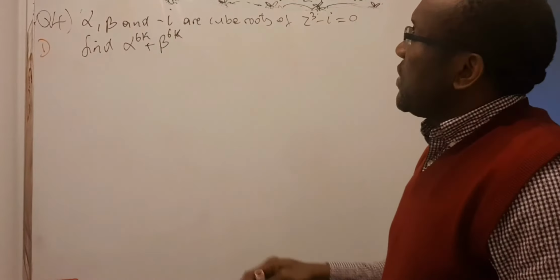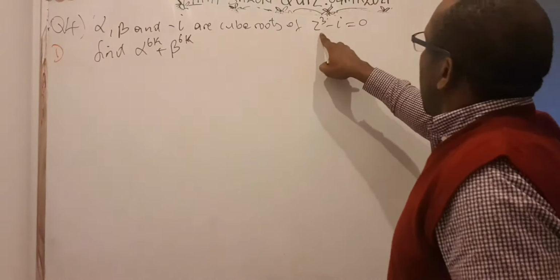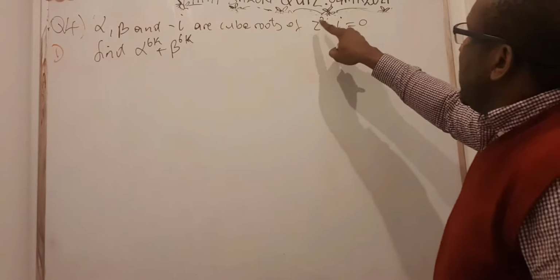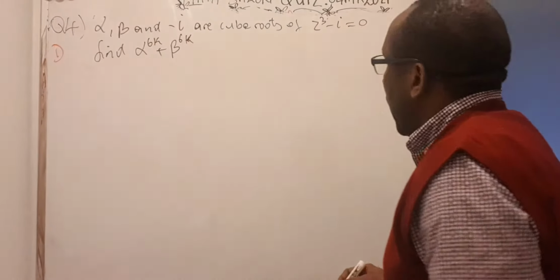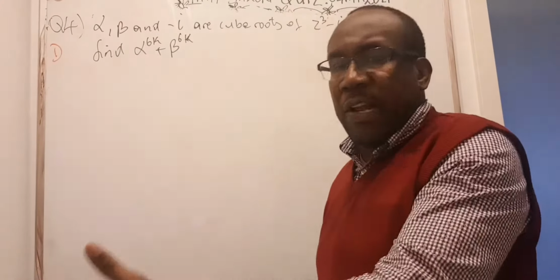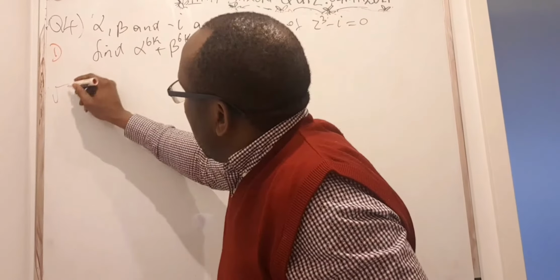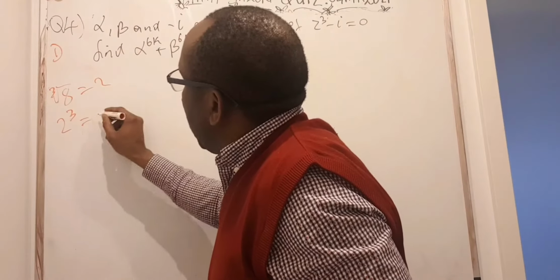Question number 4 was, given that alpha, beta, and minus i are cube roots of this complex number, find this value here. The cube root of a number simply means that number to the power 3 would give you that answer. So if the cube root of 8 is equal to 2, that means 2 to the power 3 is equal to 8, right?